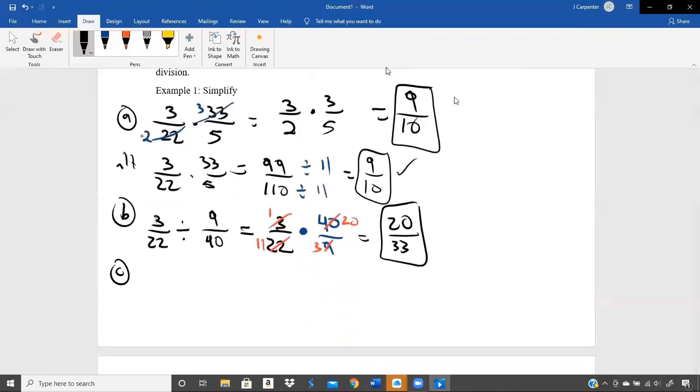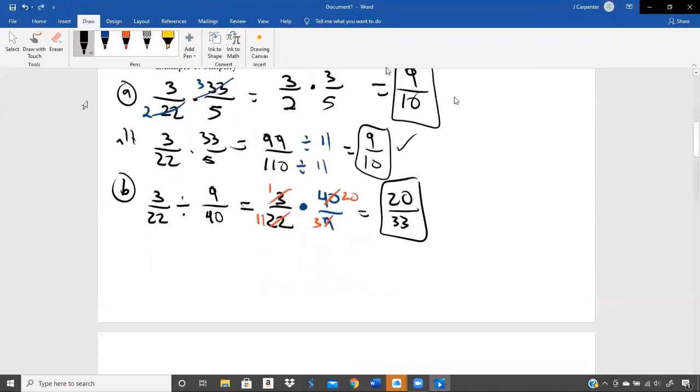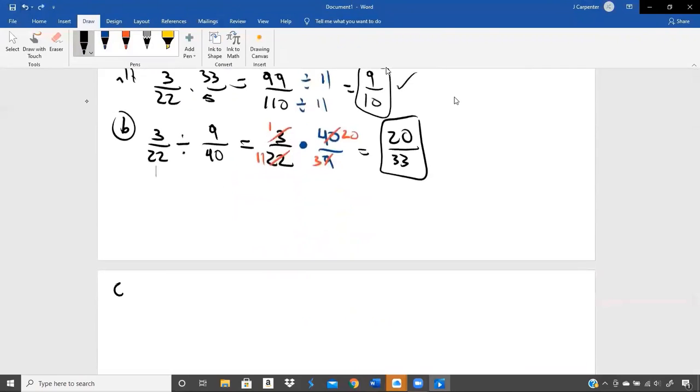C. Let's do 5 over 6 plus, let me give myself a little more space. Actually, I'm just going to go ahead and scooch down to here. 5 over 6 plus 9, I forgot my second fraction. I knew the bottom was 9. The top, it doesn't really matter. Let's go with 8.